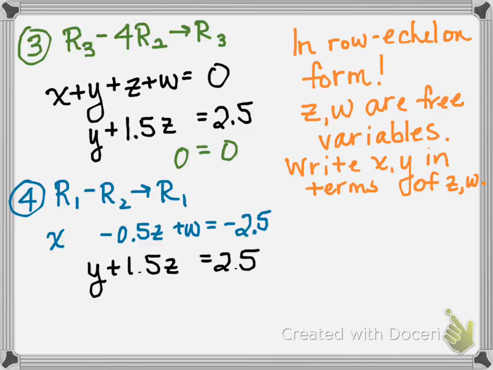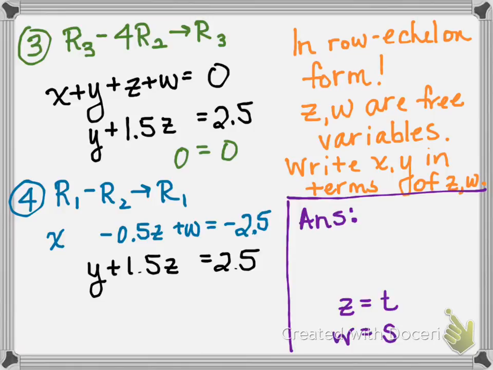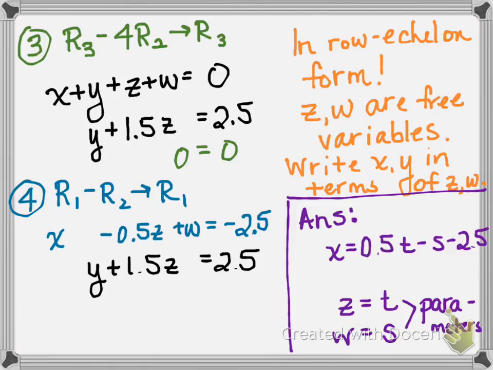So this sets us up for our solution set. We let z and w be free parameters. Those are our parameters. And then that tells us that x equals 0.5t minus s minus 2.5, and y equals negative 1.5t plus 2.5. So we have all of our variables in terms of our parameters.